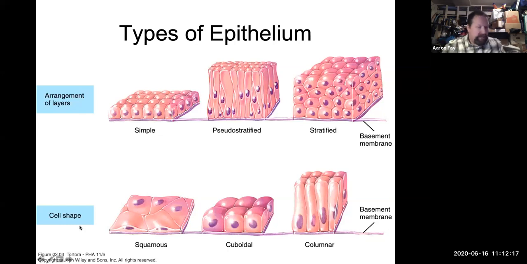Down here, classification of epithelia based on the shape. Squamous, meaning pancake, cuboidal, meaning cubes. Notice centrally located, circular nucleus. Columnar, you're going to have oval nuclei closer to the basement membrane.